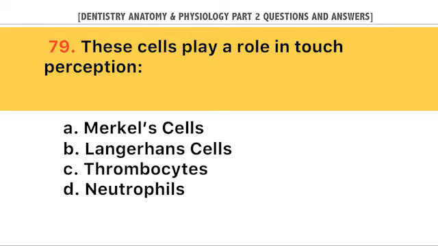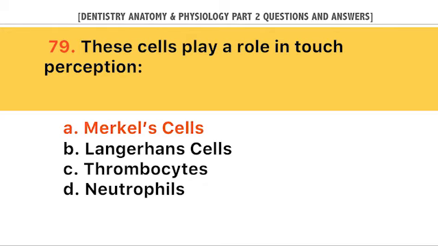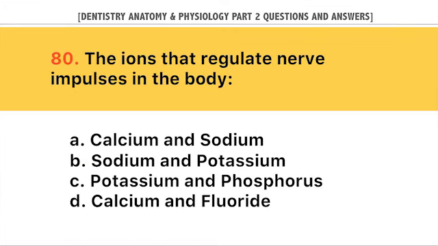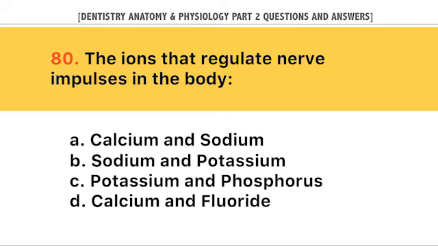A. Merkel cells, B. Langerhans cells, C. Thrombocytes, D. Neutrophils. Answer: A. Merkel cells. The ions that regulate nerve impulses in the body: A. Calcium and sodium, B. Sodium and potassium, C. Potassium and phosphorus, D. Calcium and fluoride. Answer: B. Sodium and potassium.